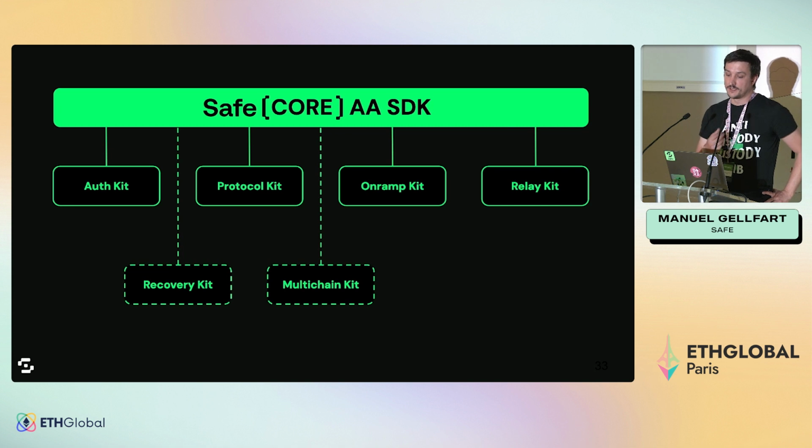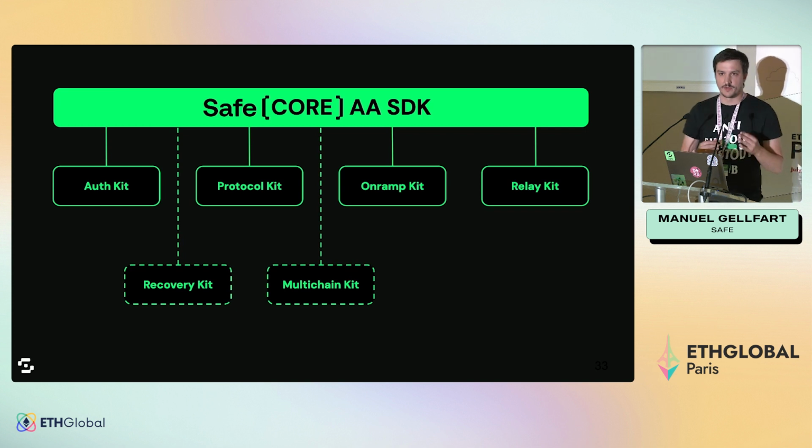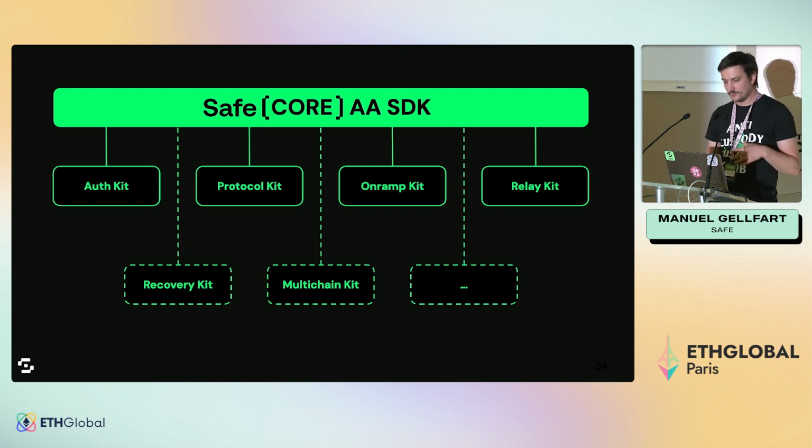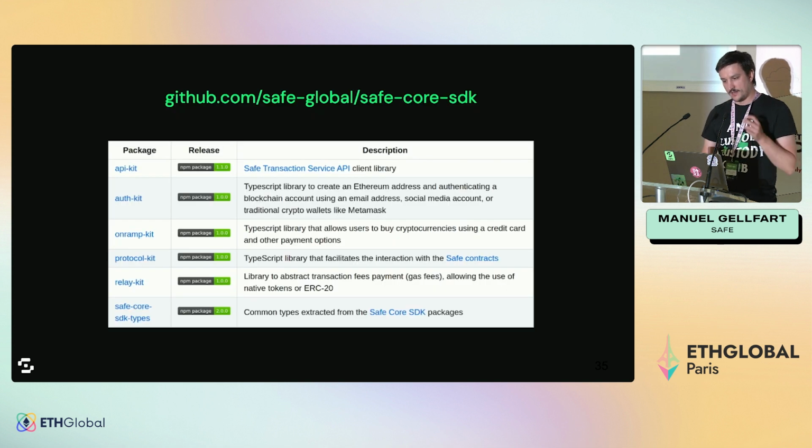And the multi-chain kit, we're also looking into supporting multi-chain better for safes, because right now a safe is only deployed on one address always, and it's a bit tricky to interact with multiple safes on multiple networks. And of course, as the future will tell, we will also have more topics which are important and add more kits to this SDK. Yeah, the SDK is available on GitHub and on NPM.